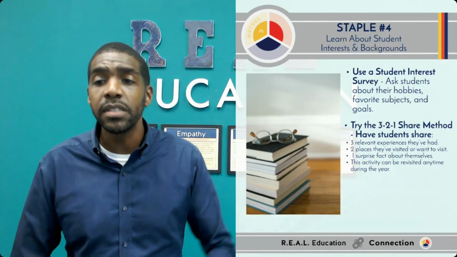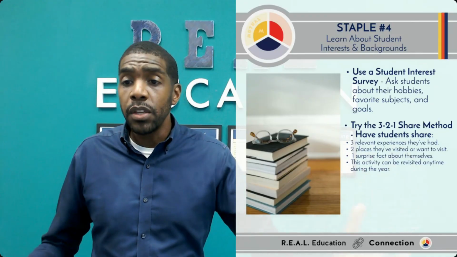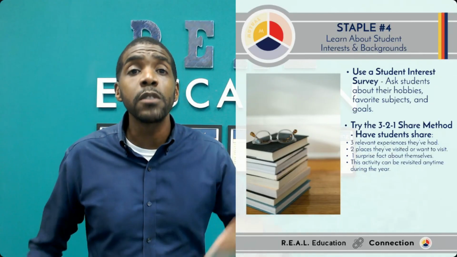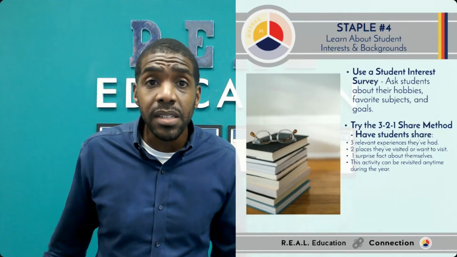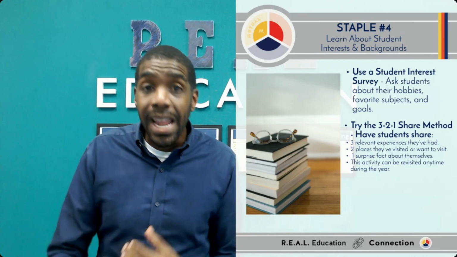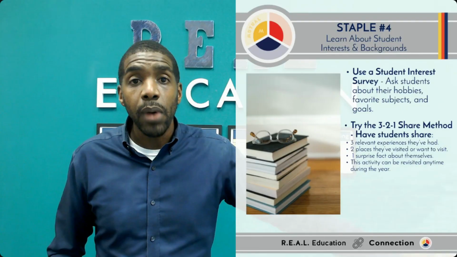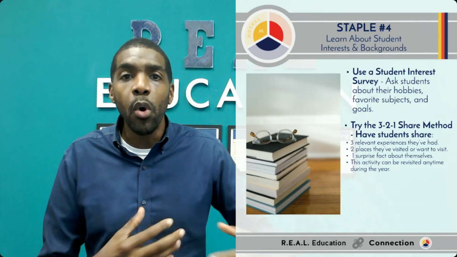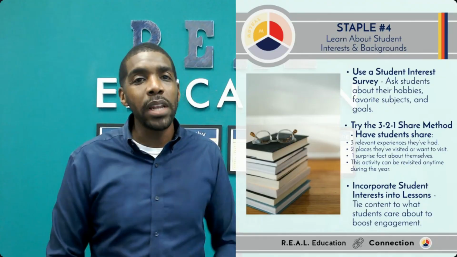Another thing I like to use is the 3-2-1 share method. At the beginning of the year, students share three relevant experiences they've had or want to have, two places they've visited, and one surprise about themselves. That simple quick tip can be done throughout the year, because we can keep it fresh and keep it going. And then last, you can use all of that information to go right into your lessons.